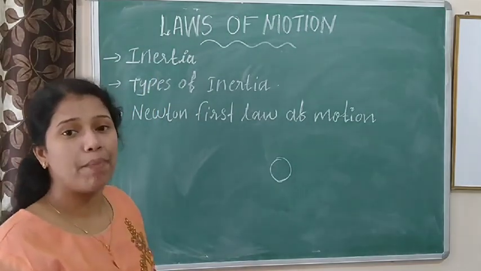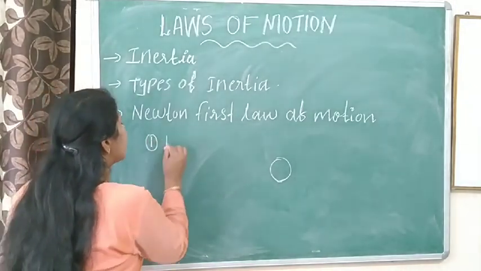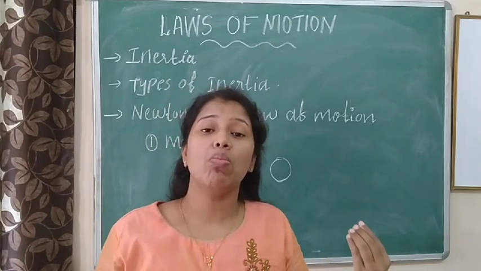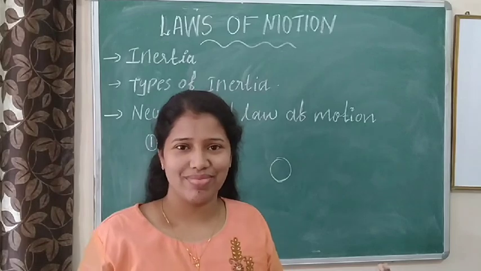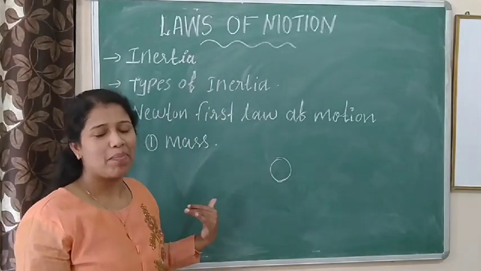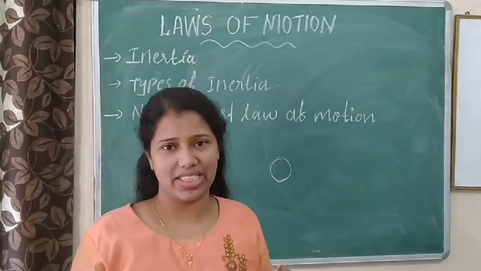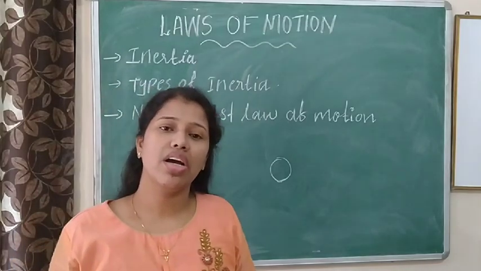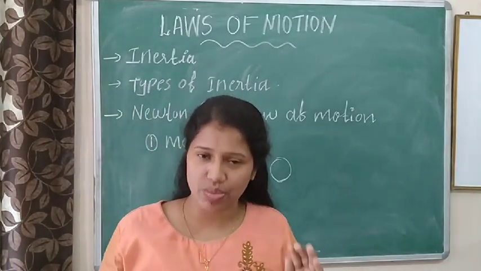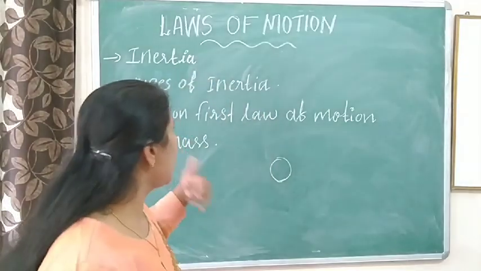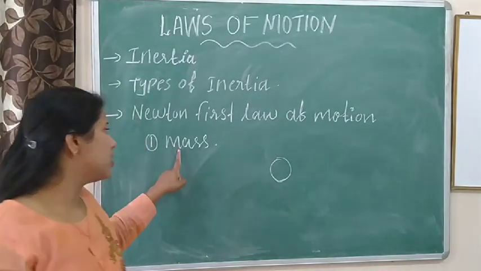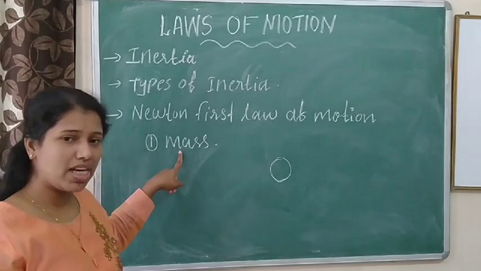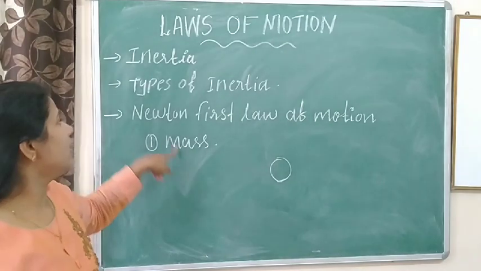Inertia depends on the first factor, that is mass. For example, a stone has more inertia than a plastic ball. The stone's mass is more, so inertia is more. The plastic ball's mass is less, so inertia is less. How to avoid this inertia? If we apply more external force according to the object, we can overcome this inertia. A heavier object has more mass, so inertia is more. A lighter object has less mass, so inertia is less.